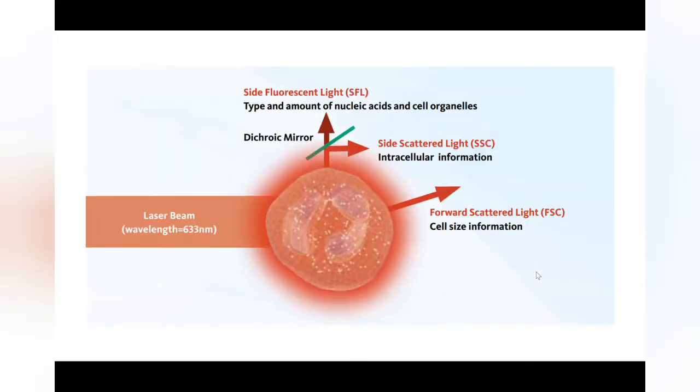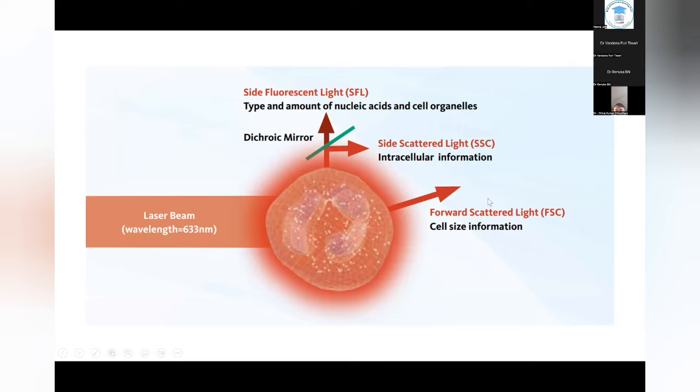Whenever the light particle hits the cell, we get a forward scatter, which gives information about size. We get a side scatter, which gives information about intracellular information like granules. And using a dichroic mirror, we also get a side fluorescence light, SFL, which gives us information about the amount and the type of nucleic acid and the cell organelles.